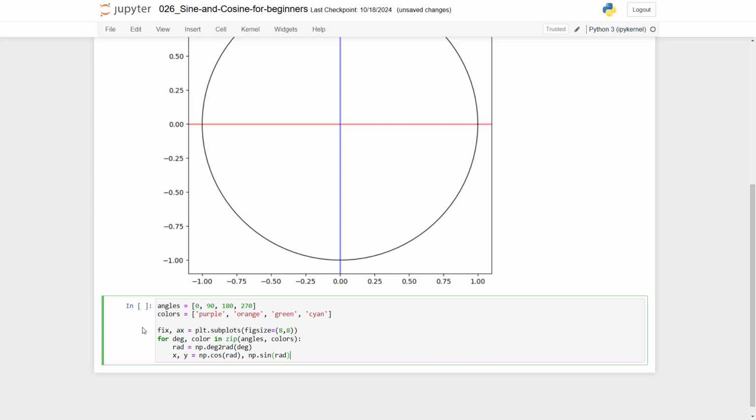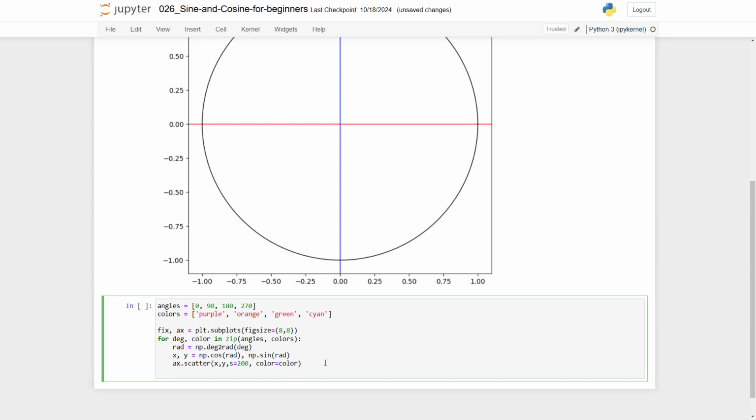What else should we need? Ax scatter, of course. We need the scatter just to put the points. Color is this one, color. And let's see what we would be having.